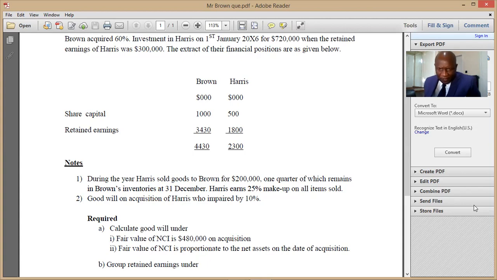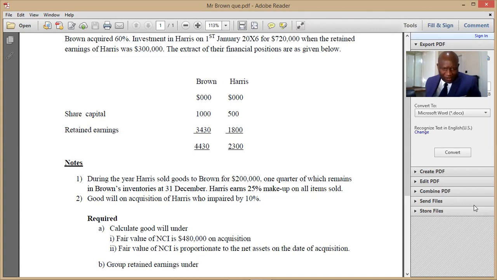So now here, if you look at 1/4 of 200,000, that is 50. The 50 is the selling price, and we cannot use the markup on the selling price. We have to change markup to margin. When you are changing markup to margin, we scale up. So it will be 25% over 100 plus 25, that is scaling up. Multiplied by 50, that will be 10,000. That's the unrealized profit. Goodwill on acquisition of Harris was impaired by 10%.